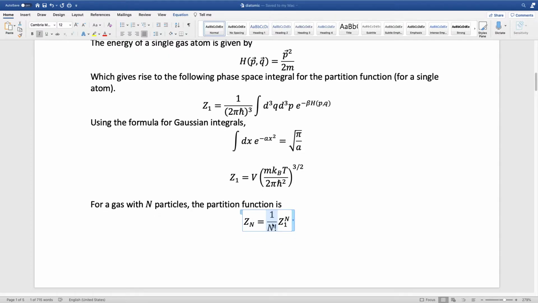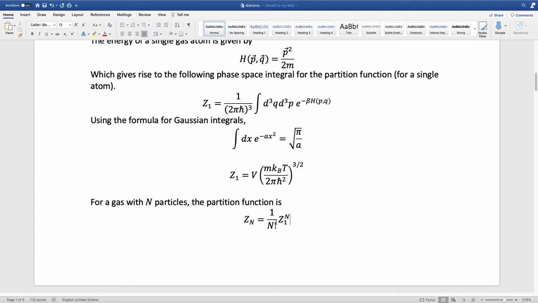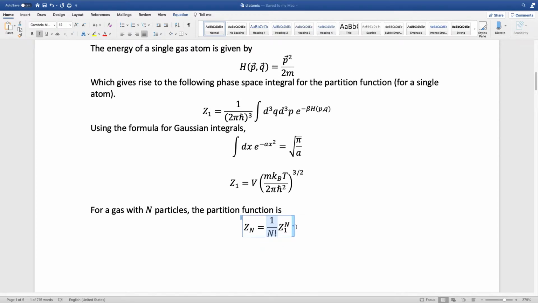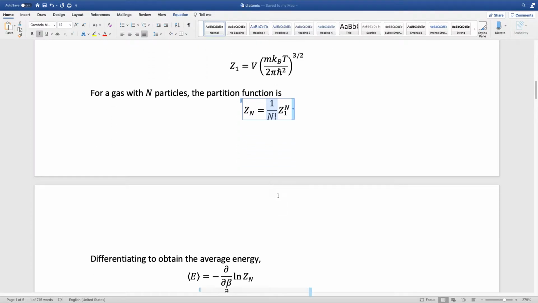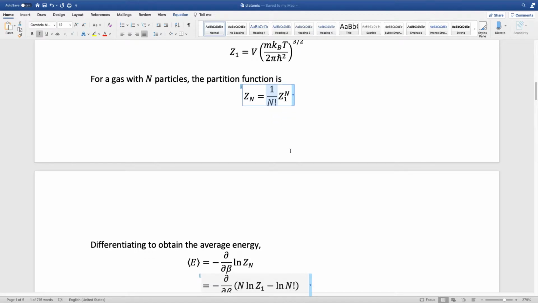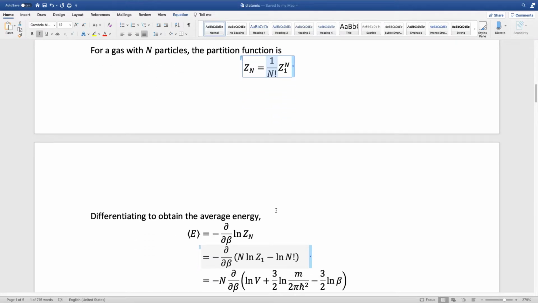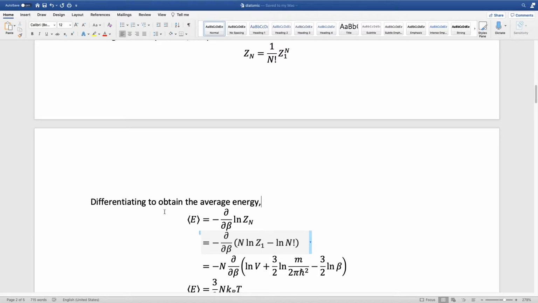Later when we calculate the average energy, it turns out this factor will be redundant because we are taking the logarithm and differentiating it. So this factor will disappear. However, even though this factor is irrelevant for the calculation of average energy, it is relevant for other quantities, like, I think, entropy. So that's important to note. But in this case, this factor of 1 over n factorial is not too crucial for the discussion of this video. So we have the partition function for n particles.